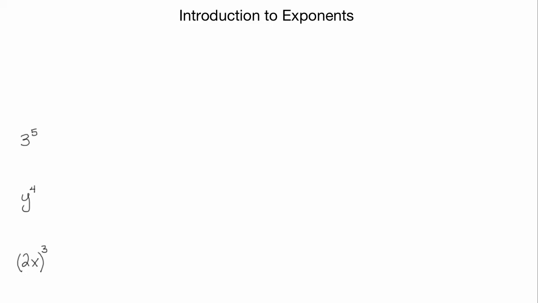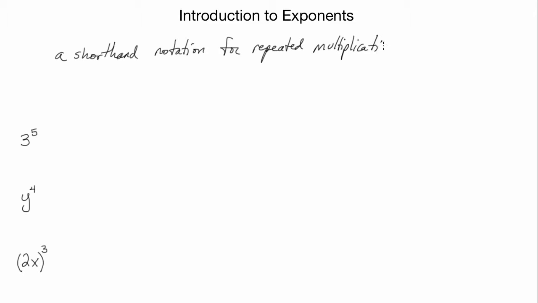All right, so let's start with a basic definition. When we see an exponent, it's simply a shorthand notation for repeated multiplication. So what that means is, let's take a look at an example here. What if I have 2 to the 4th power?